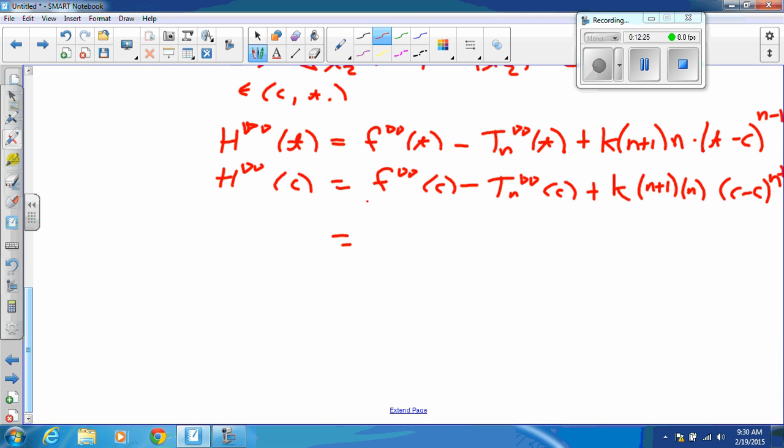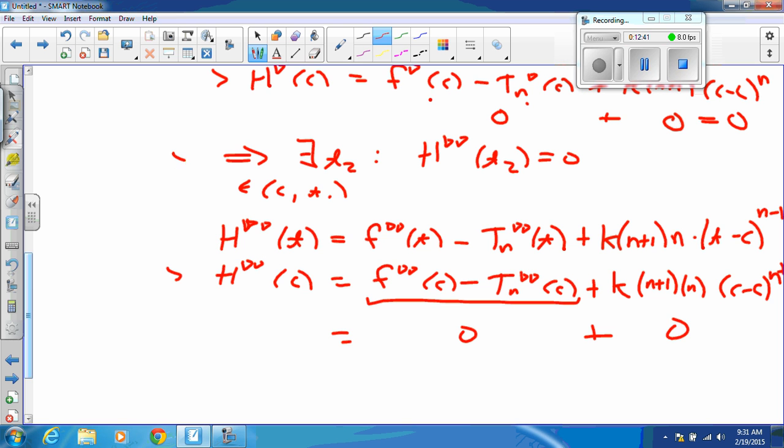This is ridiculous. It is kind of ridiculous, but it's also kind of fun because this is exactly 0 because Tn is a Taylor polynomial. And this is exactly 0 because c minus c is 0. So we have h double prime of c is equal to 0 and h double prime of T2 is equal to 0. Guess what? You can use it.